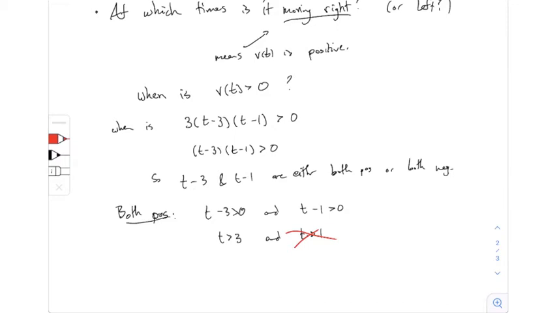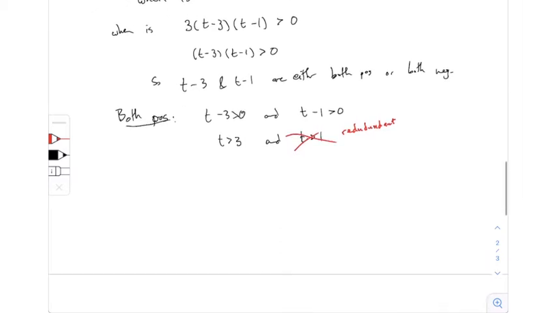I'll just say it's not wrong, it's just you don't have to say that. Redo it. I didn't mean to write that. A little redundancy joke. I wrote redundant. The extra done was redundant. Okay, so they're both positive when t is greater than 3. That means the thing is moving to the right when t is greater than 3.